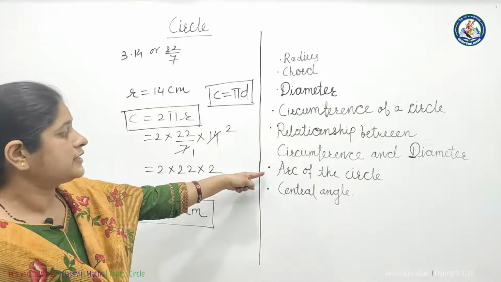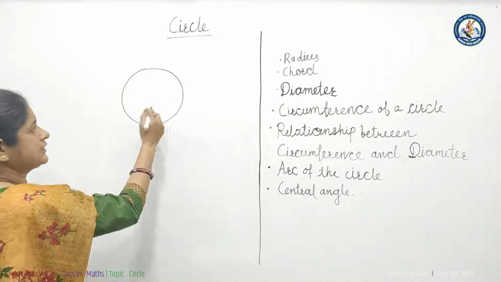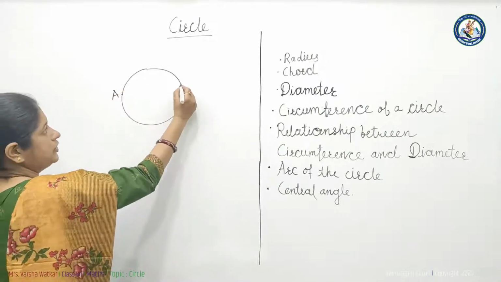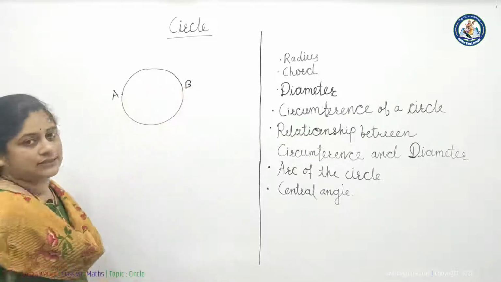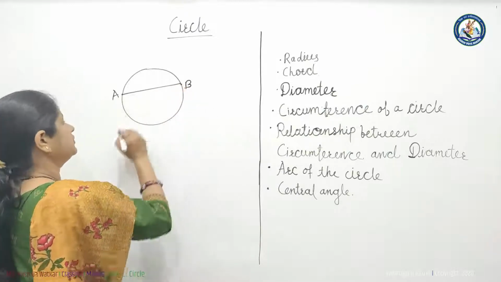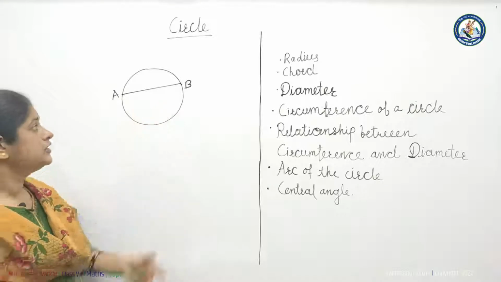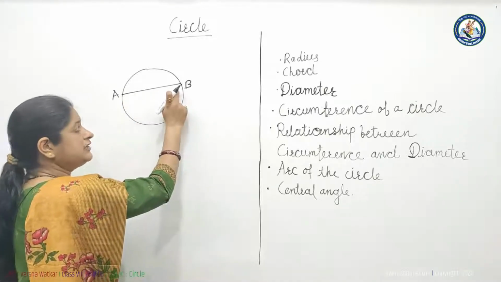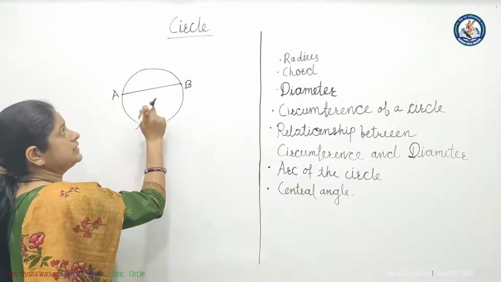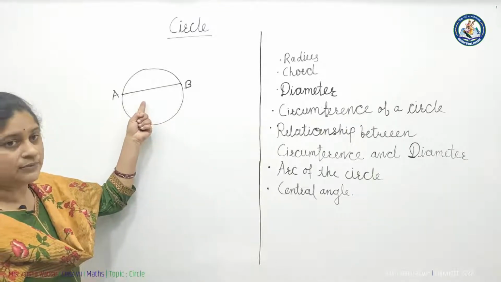Now we have to understand the arc of the circle. This is a circle. I take point A here on the circle and point B again on the circle. I join this segment AB. It forms a chord because it's a line segment joining any 2 points on the circle. So this chord divides the circle into 2 parts. This part is a smaller part and one part is a bigger part.